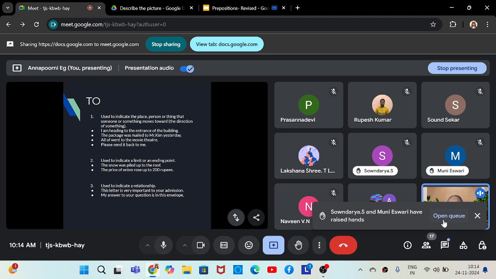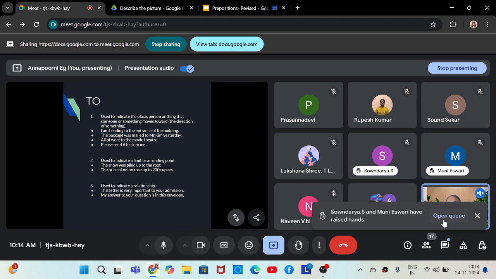Okay, so here you can see the price rose up to 200 rupees. So to is again a preposition used to show that point, the ending point, up to 200 rupees. Okay, 200 ரூபாய் வரை onion price போச்சு அப்படி. Okay, so this is the second use of to.